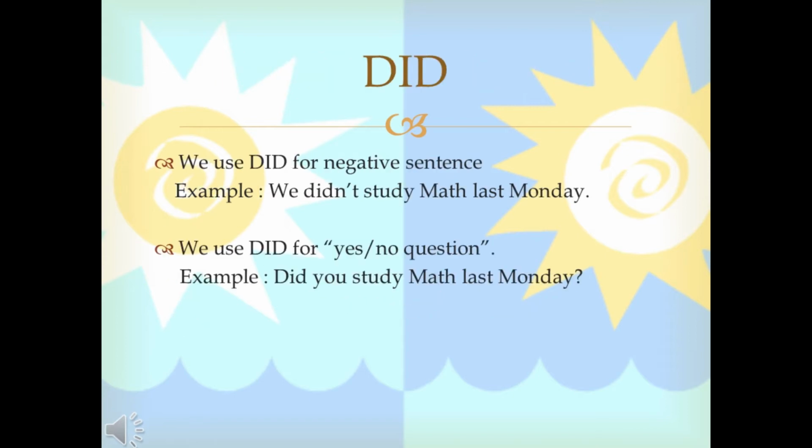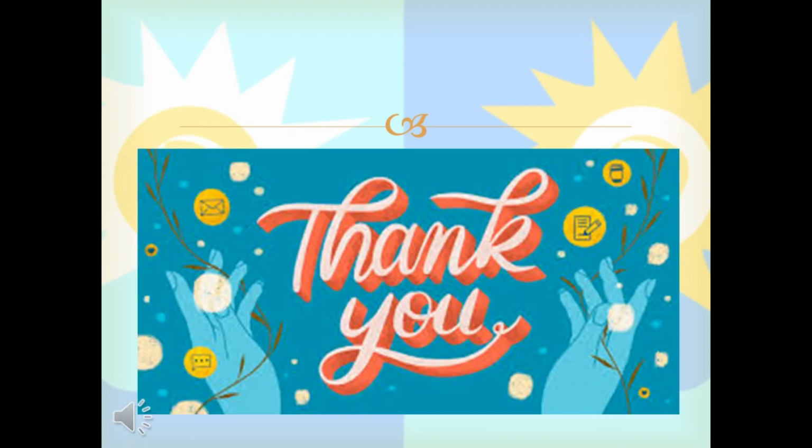Next is the usage of did. We use did for negative sentences. For example, we did not study math last Monday. And we also use did for yes-no questions. For example, did you study math last Monday? Okay, my students, those are the topics and the explanations about simple present tense and simple past tense.